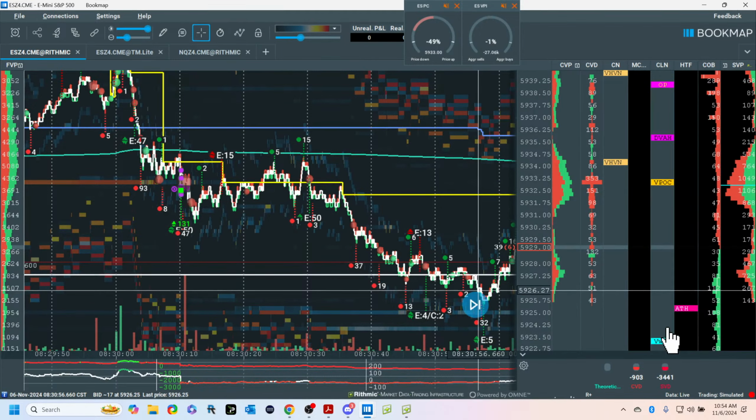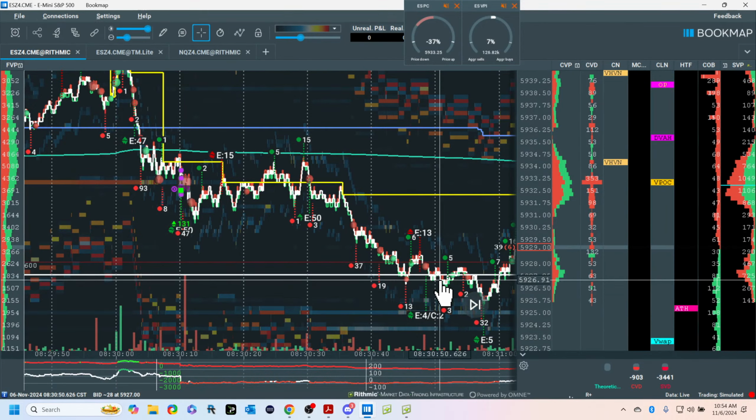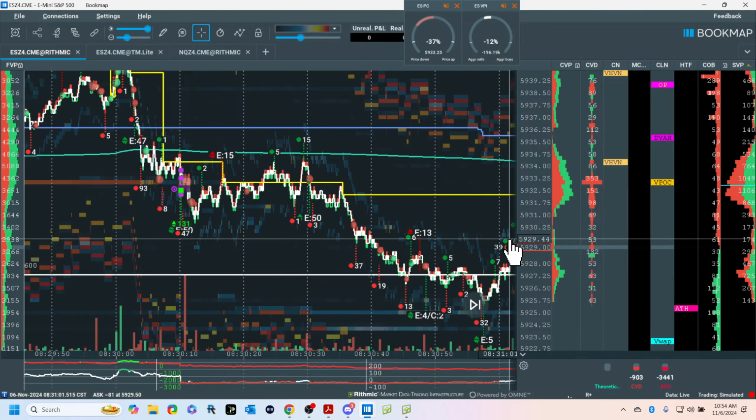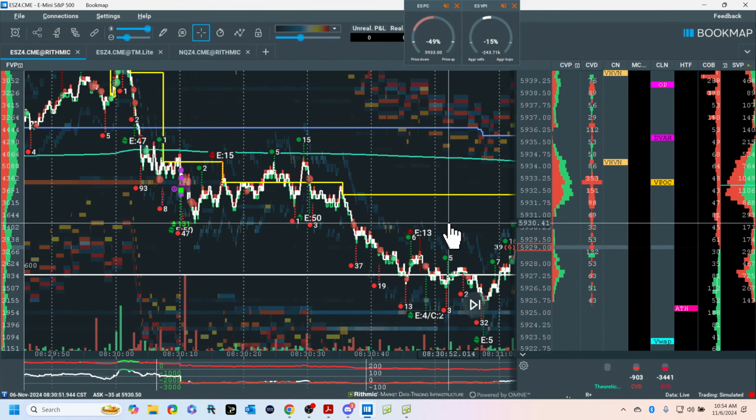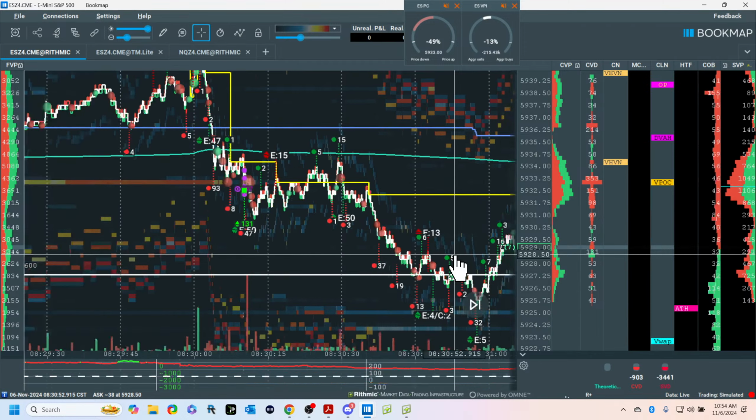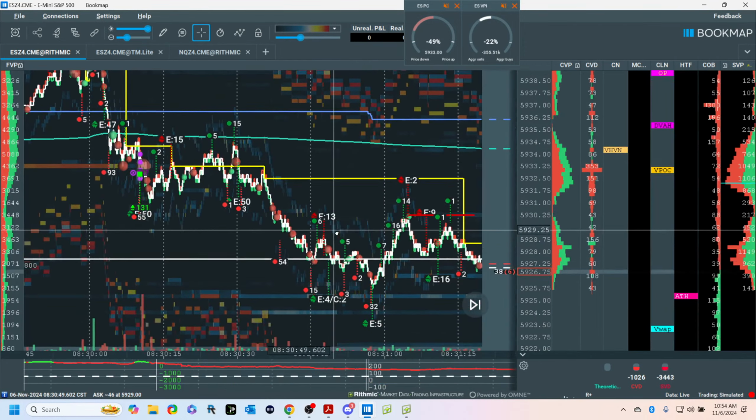Here's a change in behavior. Now, here's my location. Here's my microstructure. Break high. So now I know here I got a long. Now, do I have an entry, you ask?